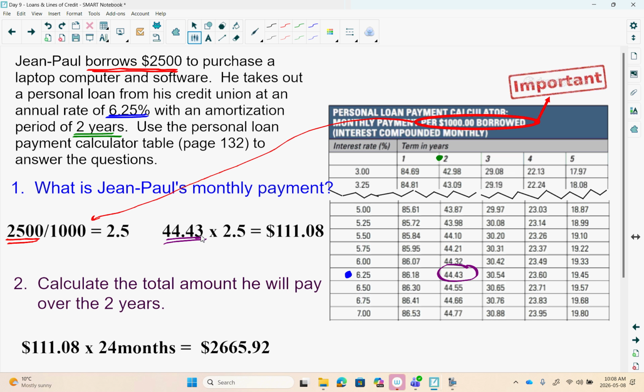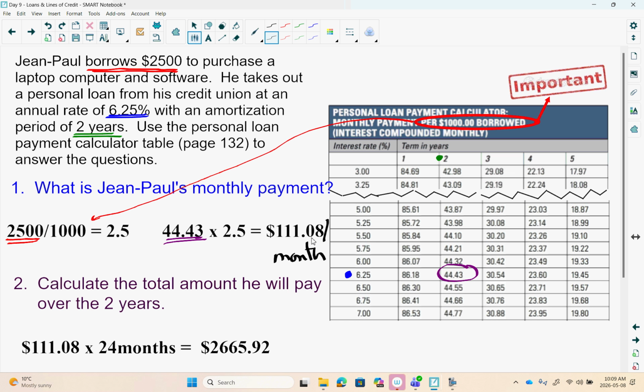So I take the 44.43 and I multiply it by the 2.5. That's the answer I got in this step. And that gives me $111.08 per month. So that's his monthly payment. You okay with me writing per month here?